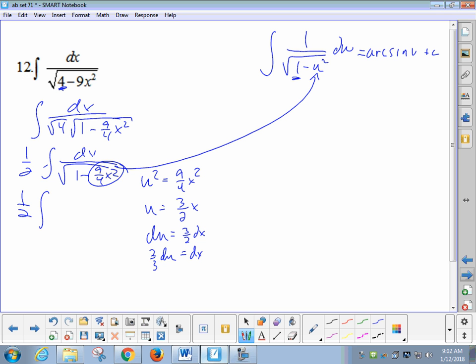In place of dx, I put 2/3 du and 1 minus u squared. Cleaned up then, that's 1/3 when the 2's cancel. And the antiderivative of 1 over root 1 minus u squared is arc sine of u. And then you sub back 1/3 arc sine of 3/2 x plus 8.